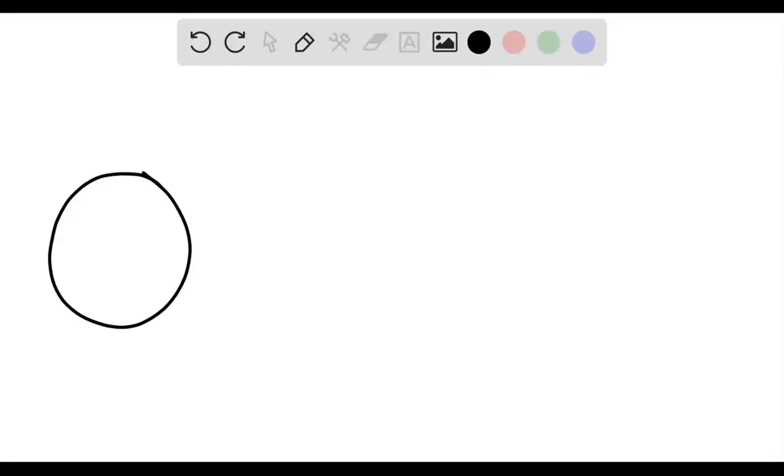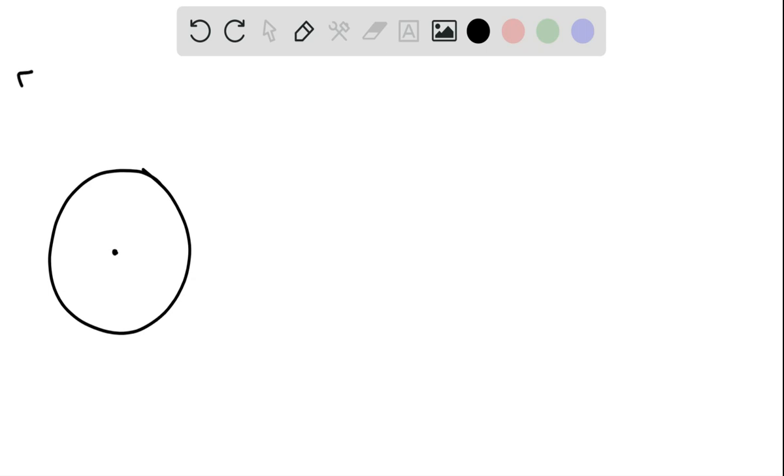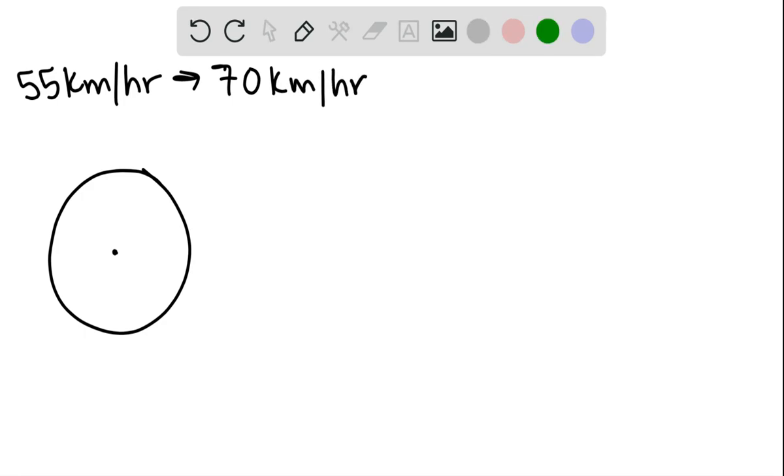Consider the case of a car rounding a curve of constant radius. The velocity increases from 55 kilometers per hour to 70 kilometers per hour. Because the velocity is not constant, rather it is increasing, it has tangential acceleration. This is drawn as a vector tangent to the curve and in the direction of motion, which we will assume is clockwise.